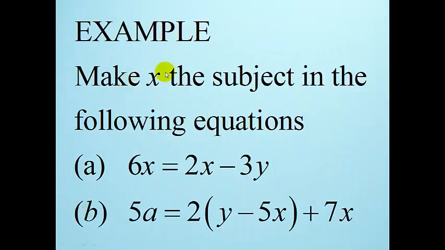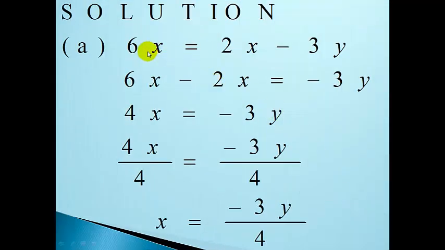Example: make x the subject in the following equations. A, 6x equals 2x minus 3y. B, 5a equals 2 into bracket y minus 5x, plus 7x. Now let's look at the solution.